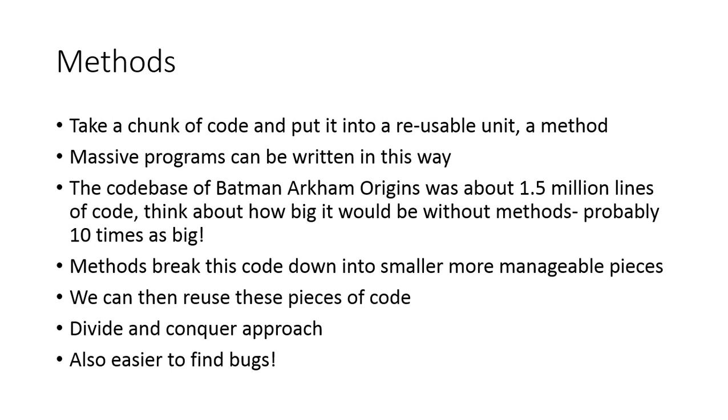We can write massive programs this way. For example, the code base of one of the games I most recently worked on, Batman Arkham Origins, was actually about 1.5 million lines of code. That probably would have been about 15 million, or maybe even more, if we wouldn't have used methods. The reason for that is because methods break things down so that you can use bits of code over and over again. It breaks them down into smaller, manageable pieces of code, and we can basically reuse these over and over.